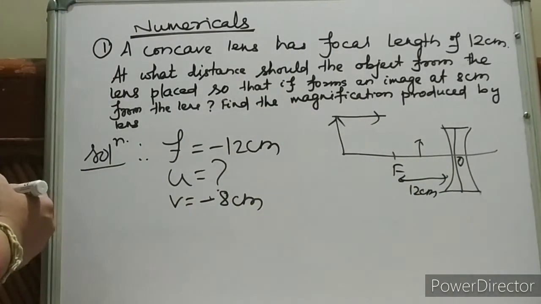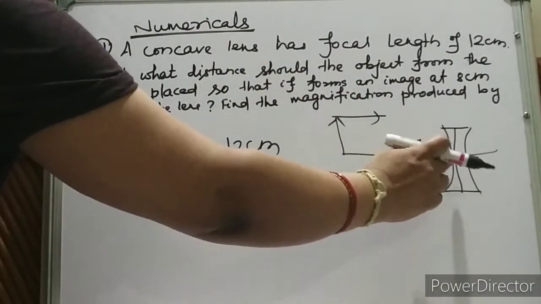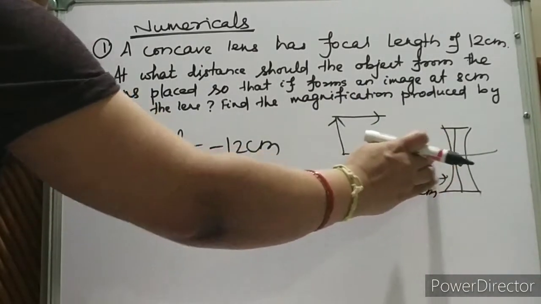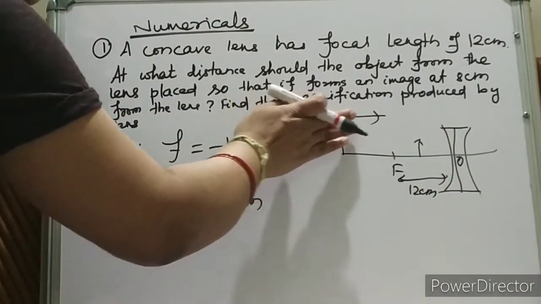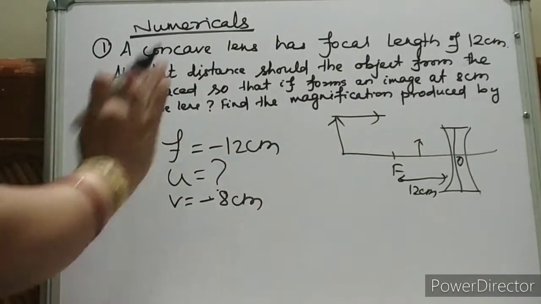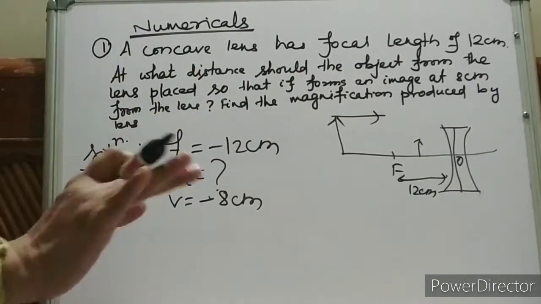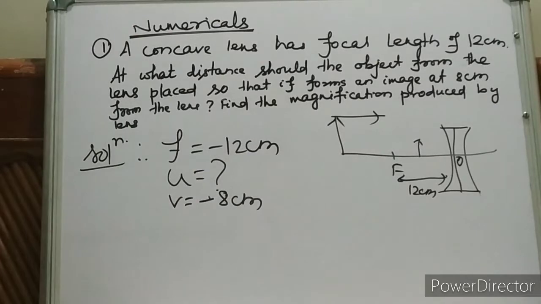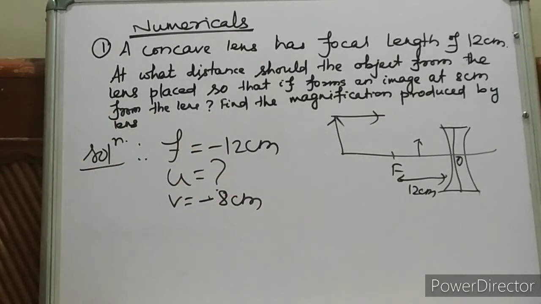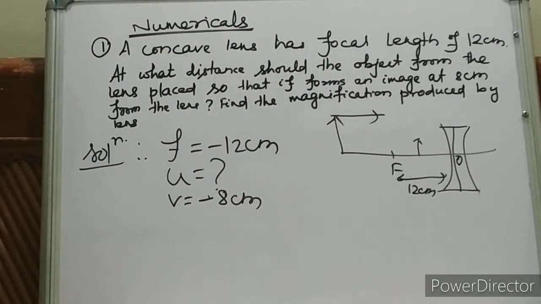Your light rays will come like this, and distance is always measured from the optical center. Both are in the opposite direction. We will measure the distance like this, and the incident light rays are going like this. That means everything will be negative. These theoretical things we have already discussed. So V is equal to minus 8 cm. First we have to find out U. Then the second part of the question is to find the magnification produced by the lens.